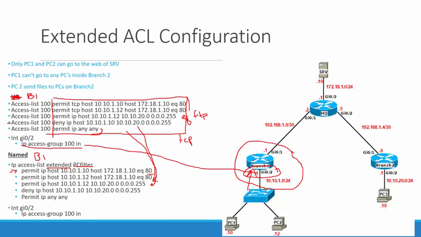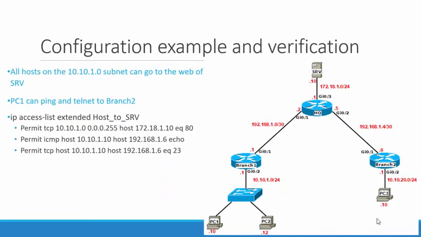IP access group 100 in. So now let's go ahead and actually do the configuration and verify what it looks like. We have a really great debug command that's going to show us how our access control list is behaving. So let's go ahead and configure something and then just verify its operation. And then we'll be done.